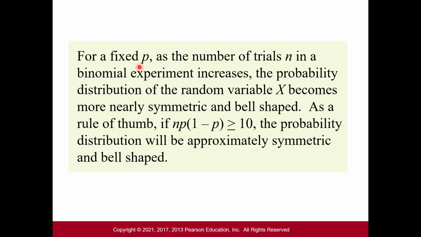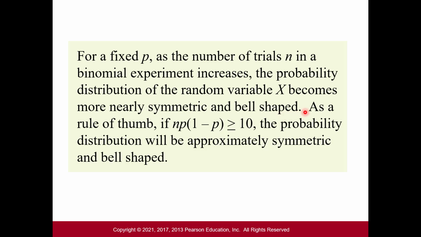So for a fixed p, remember p is the probability of success, as the number of trials n increases, the more trials we do, the probability distribution of the random variable becomes nearly symmetric and bell-shaped. So this binomial probability distribution starts to look like our normal distribution, symmetric and bell-shaped.